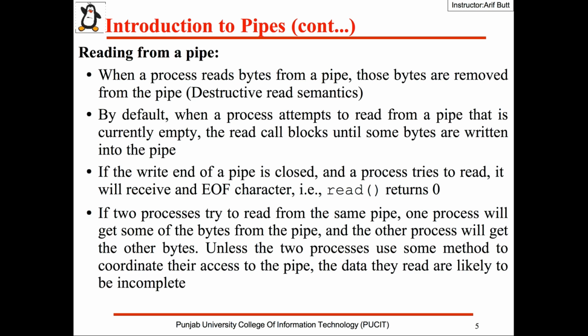An important point to note is that if two processes try to read from the same pipe, one process will get some of the bytes from the pipe and the other process will get the other bytes. Unless the two processes use some method to coordinate their access to the pipe, the data they read are likely to be incomplete.